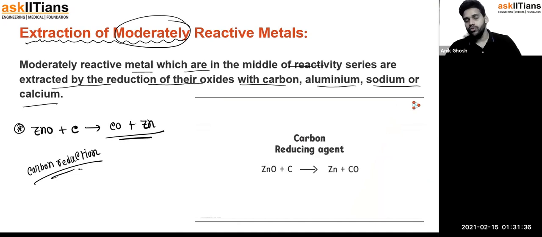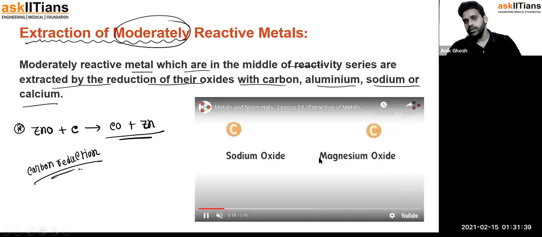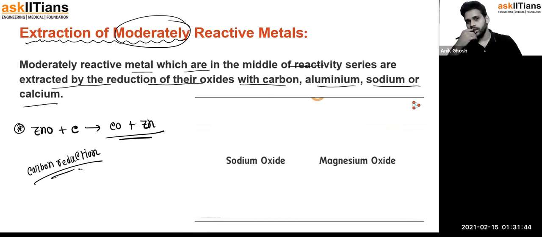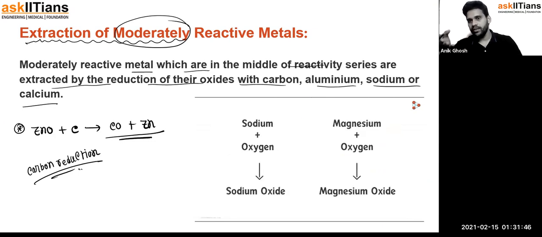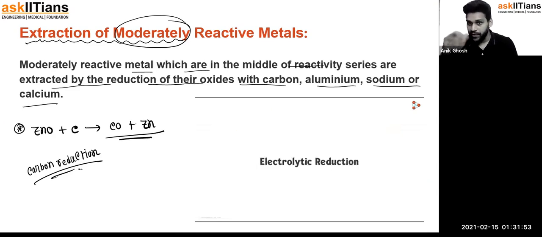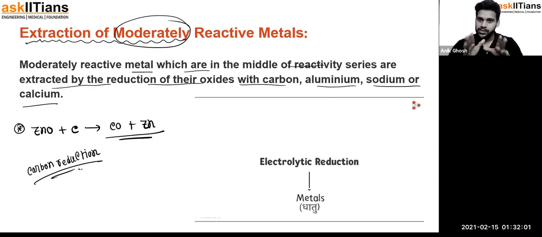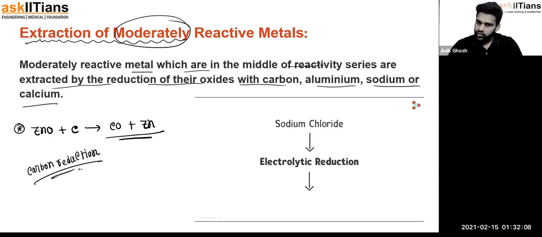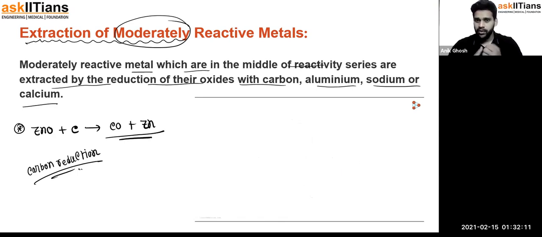So carbon reduction. As you know, carbon is a very good reducing agent, so that is how it can do that. Sodium oxide or magnesium oxide, these cannot be separated out like that, right? We need to use electrolytic reduction, because they are very strong metals. And you know why we call it reduction? Because ultimately at the cathode, the reduction of metals happens. So sodium chloride, potassium chloride, and so on.